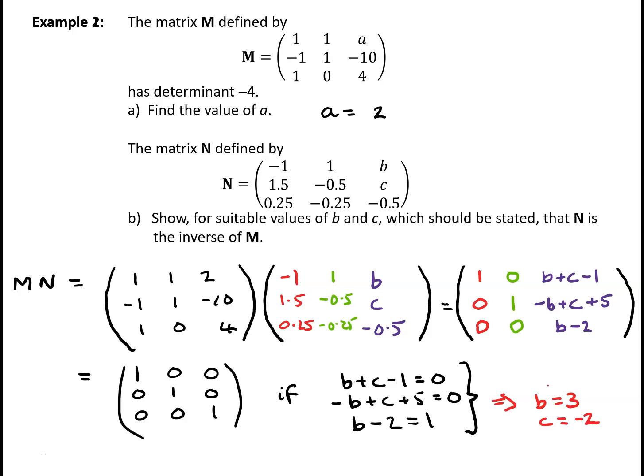And if we check on the middle equation, minus b plus c is going to be minus 3 plus minus 2 plus the 5 actually equals 0. So all three of those equations will work if I have b equals 3 and c equals minus 2. So N is the inverse of M, provided b is 3 and c is minus 2.